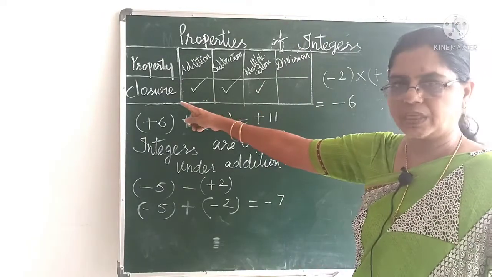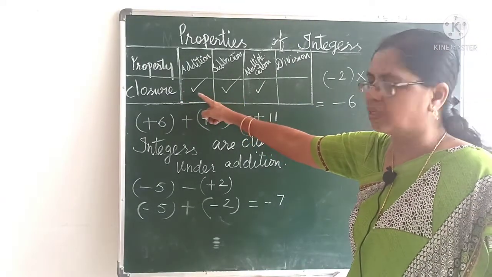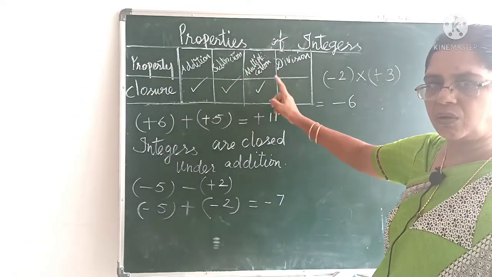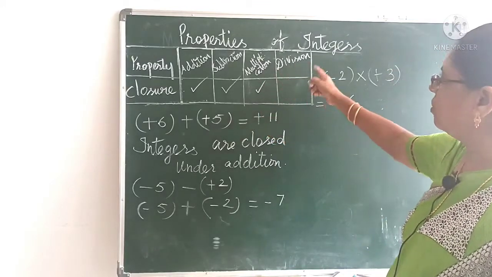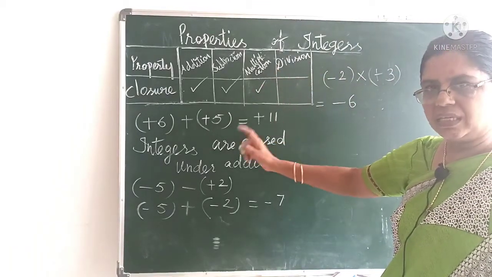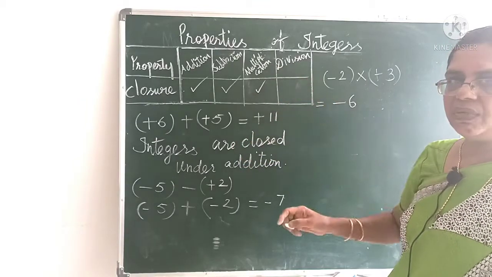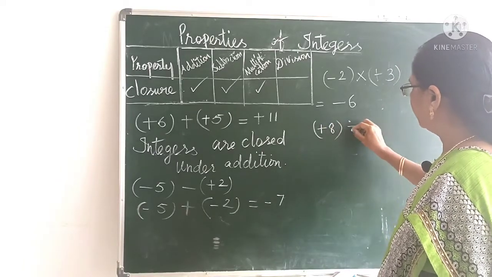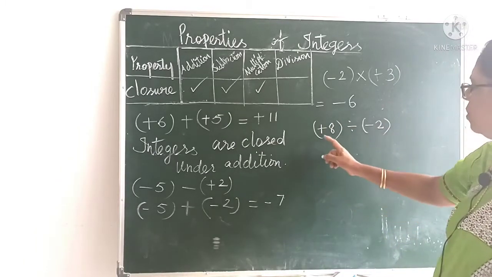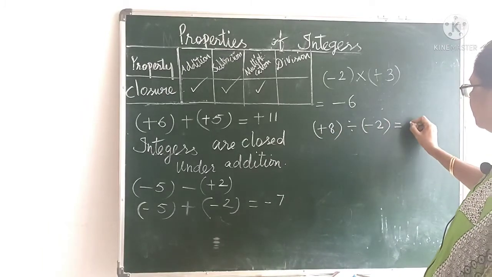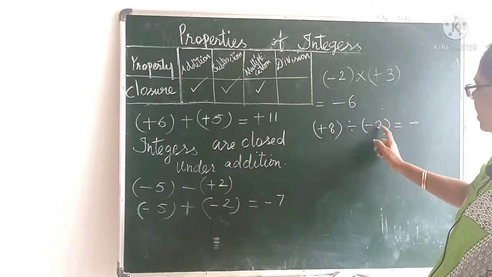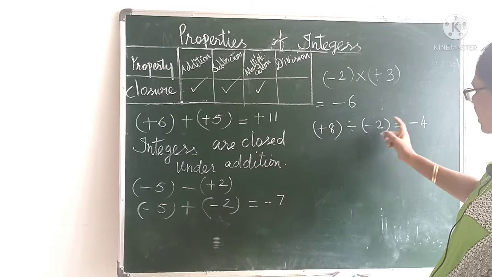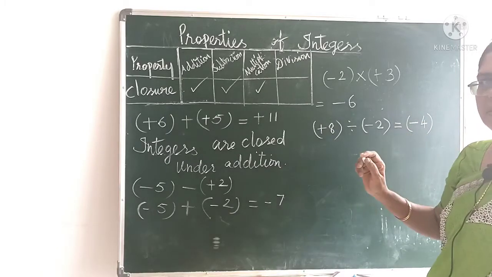So we are learning closure property. Integers are closed under addition. Integers are closed under subtraction. Integers are closed under multiplication. Now let us check whether the integers are closed under division or not. Plus 8 divided by minus 2. Plus divided by minus is equal to minus. 8 divided by 2 is 4. So when we divide two integers, here the answer minus 4 is also an integer.